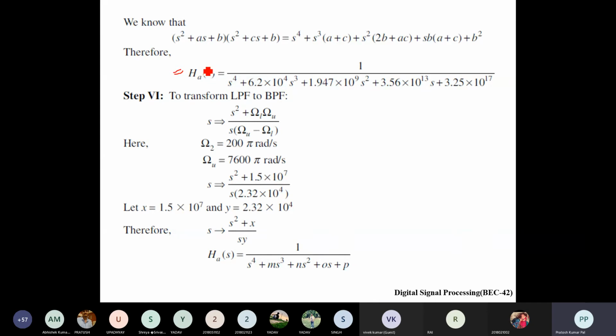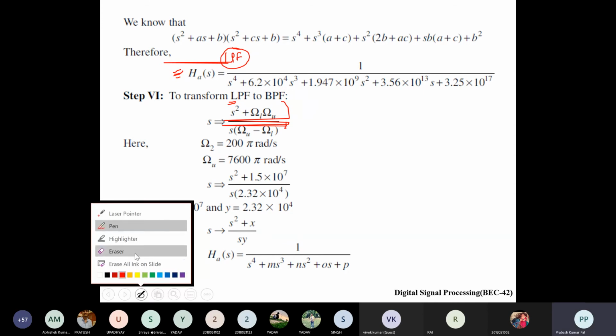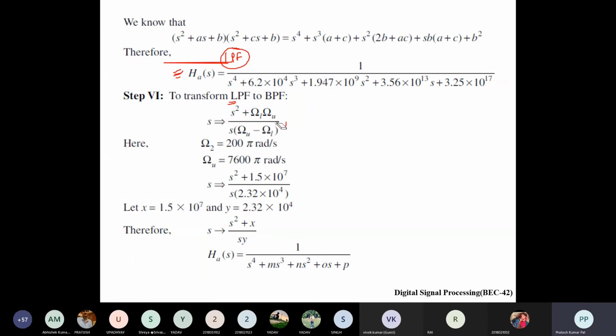Okay, sorry, this will be the analog transfer function of basically this, whatever methods we follow is for only the low pass filter. Okay, so whatever methods we have studied, that was for low pass filter. So once we have designed the low pass filter with respect to that cutoff frequencies, we will be converting this low pass filter to a band pass filter.